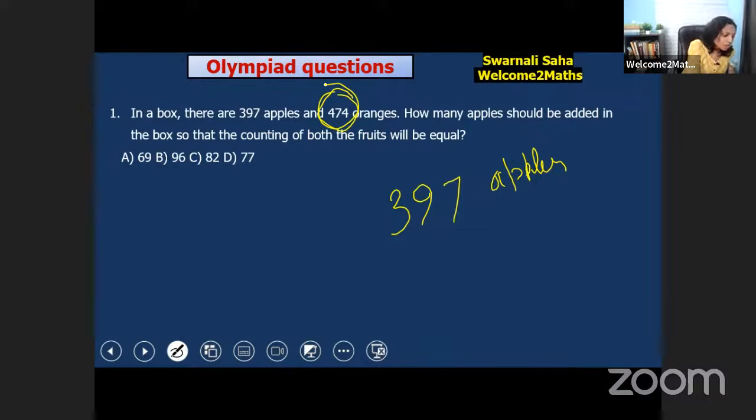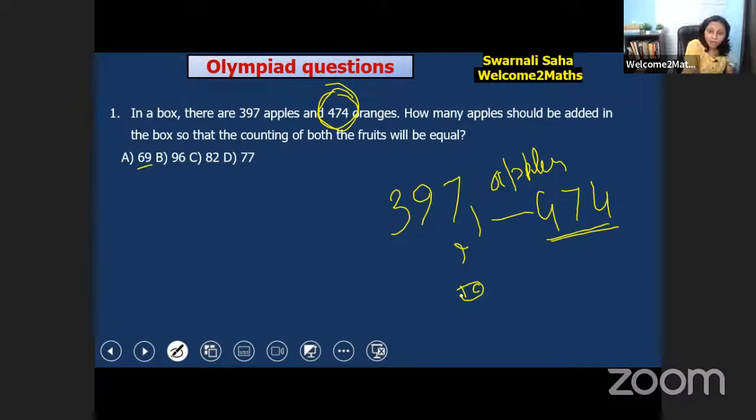Okay, so we have 397 apples. So for 474, what we have to do? Just add one option only. So how can you get your answer so fast? Let me tell you. First, you see our option is 69. Just add the ones place digit, 9 and 7. Whenever you add 9 and 7, what you will get? 16. That means in ones place we get 6.